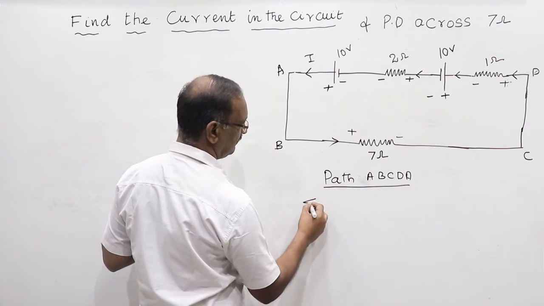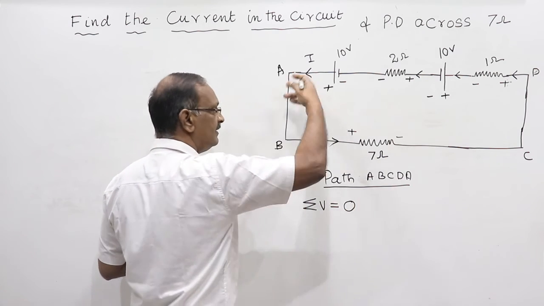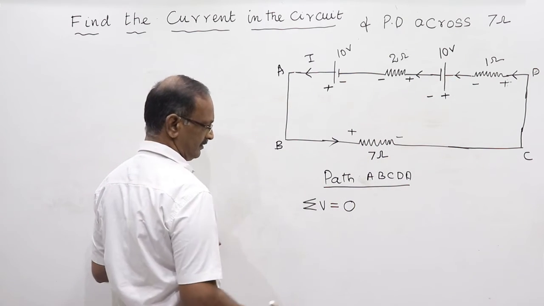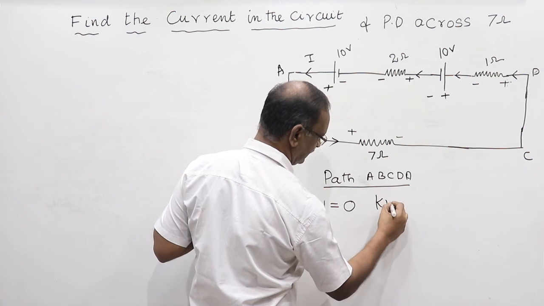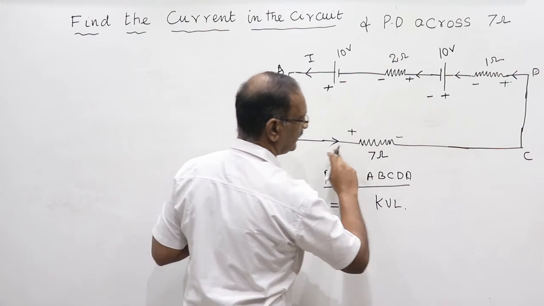So the algebraic sum of voltage across a closed loop is equal to 0. That is Kirchhoff's voltage law. Let us apply the law. So we are going from here to here, here to here.